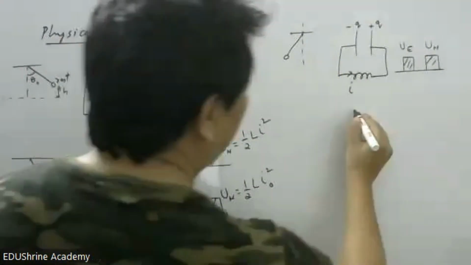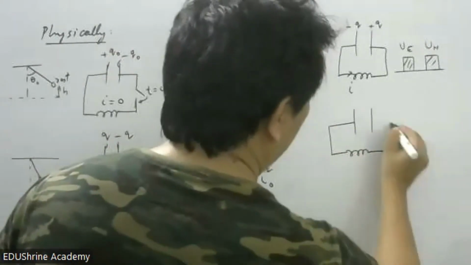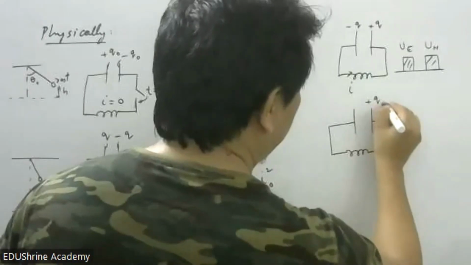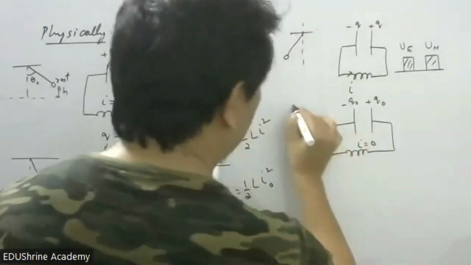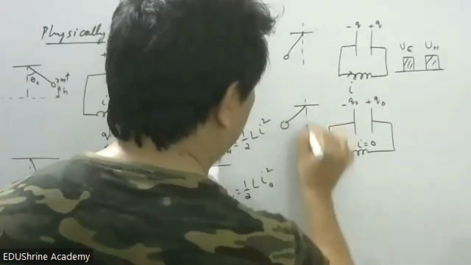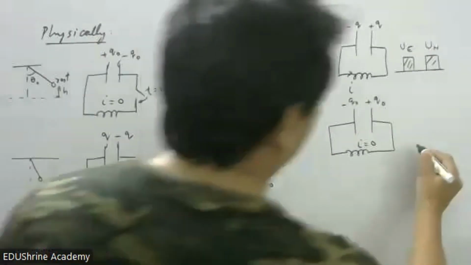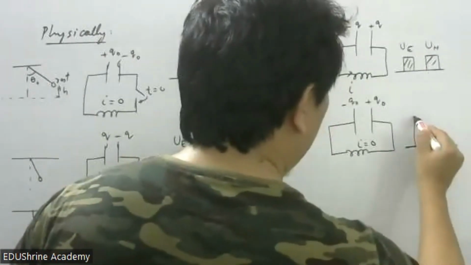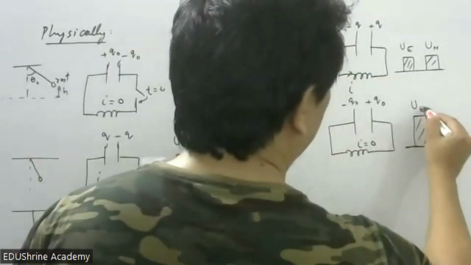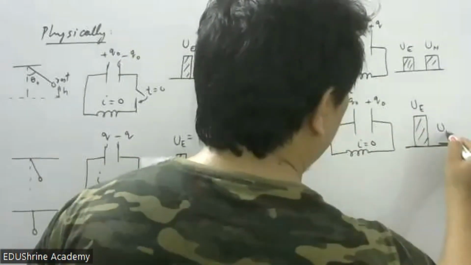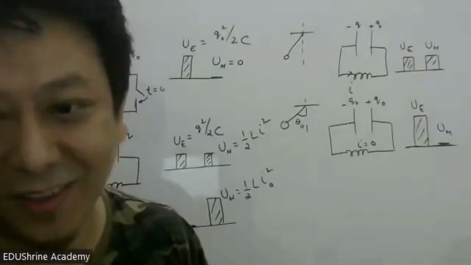Then a time will come when the charge here is maximum and the current here at that time is zero. This is similar to the extreme position. Same as this. So here your electrostatic energy is maximum like at the beginning and magnetic energy is zero. You don't have to write all these, students. Okay, this is just for your clarity.